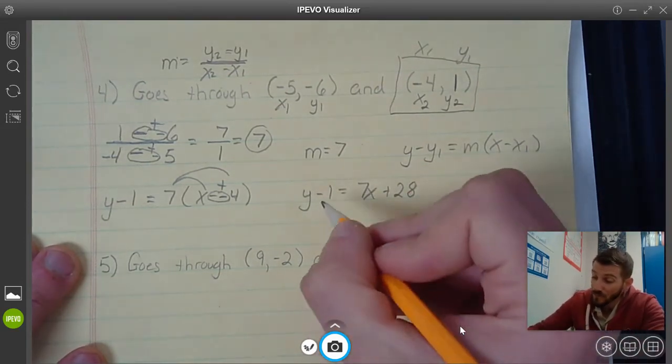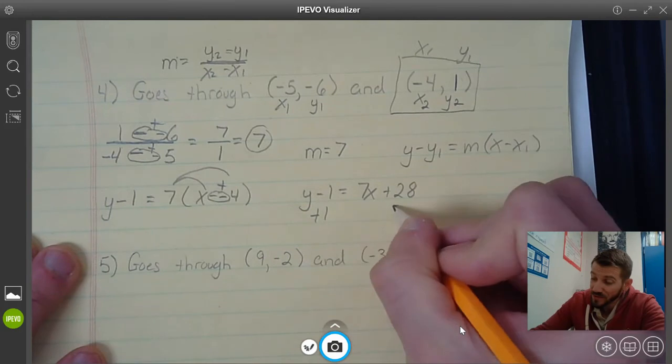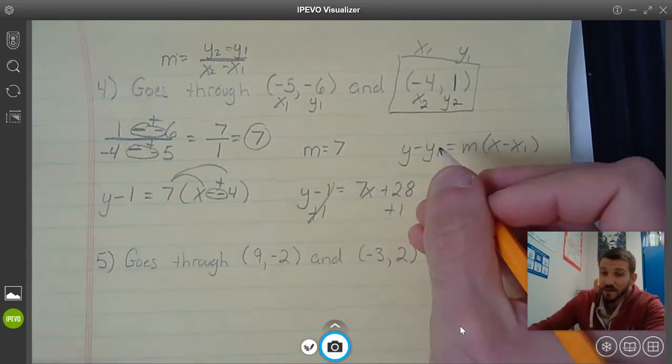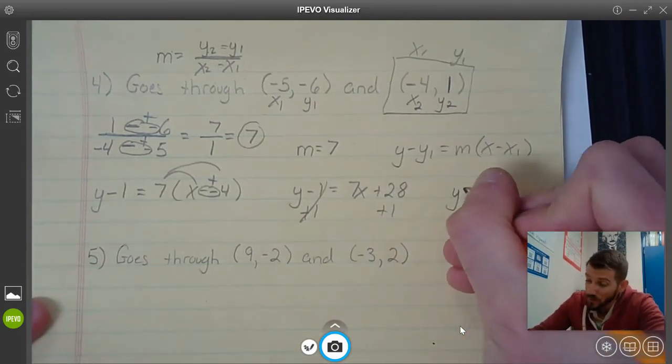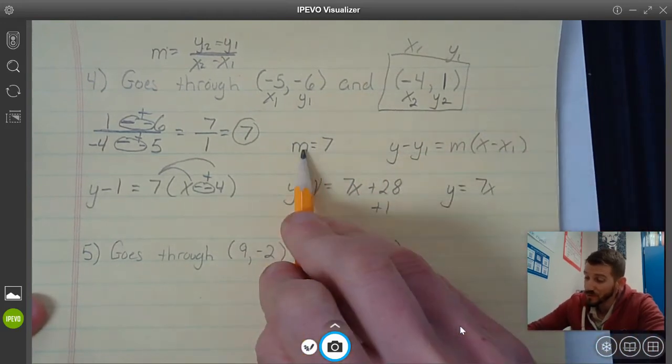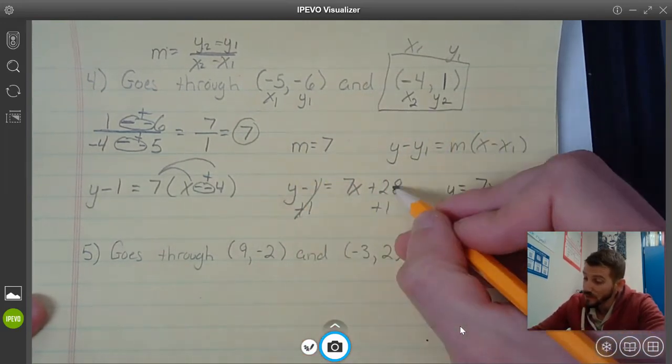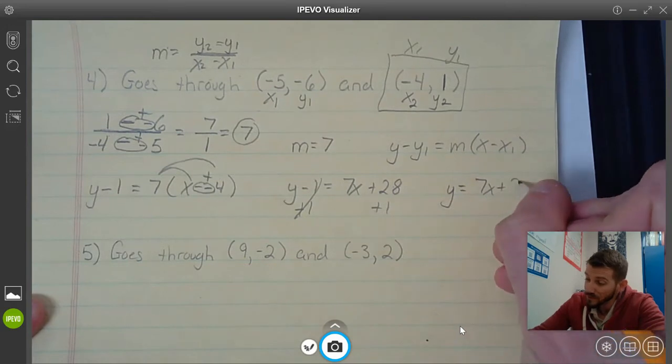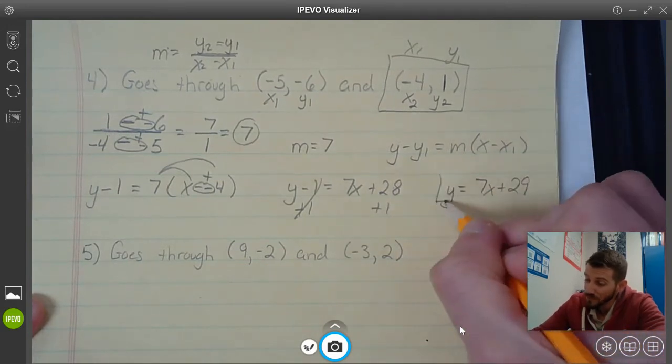And now we add 1 to both sides. Final answer, y will equal 7x, which we already knew earlier. Our slope is 7, plus 29. There is mx plus b.